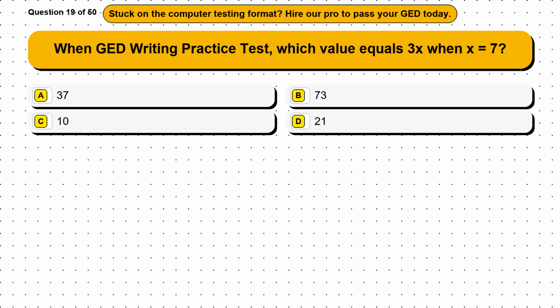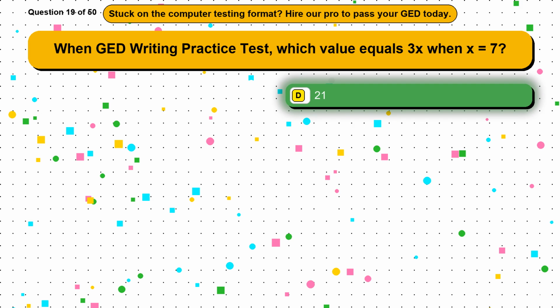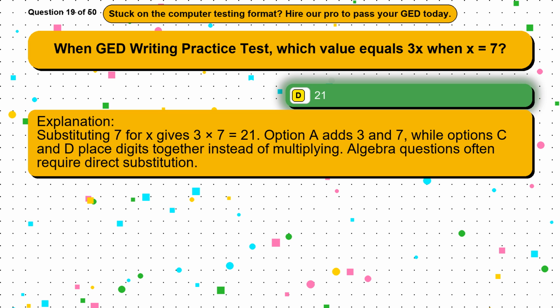Question 19. When GED Writing Practice Test, which value equals 3x when x equals 7? Option A, 37. Option B, 73. Option C, 10. Option D, 21. The correct answer is option D, 21. Substituting 7 for x gives 3 times 7 equals 21.